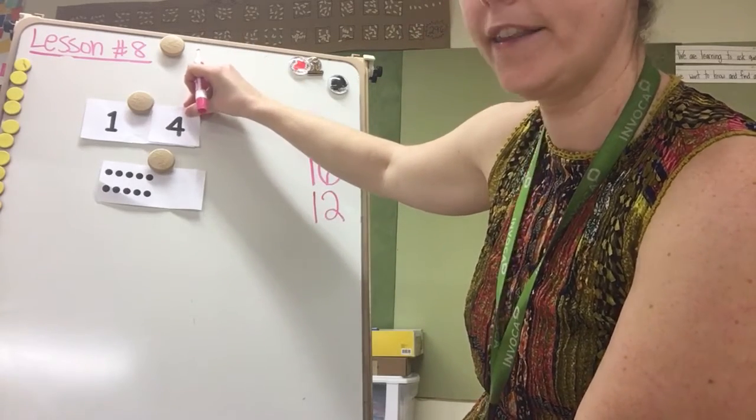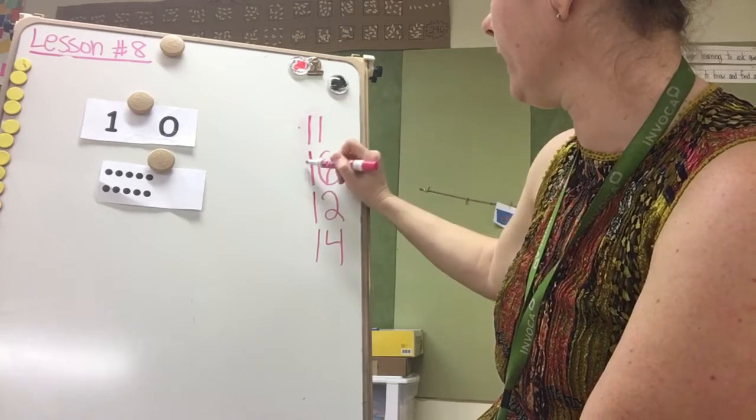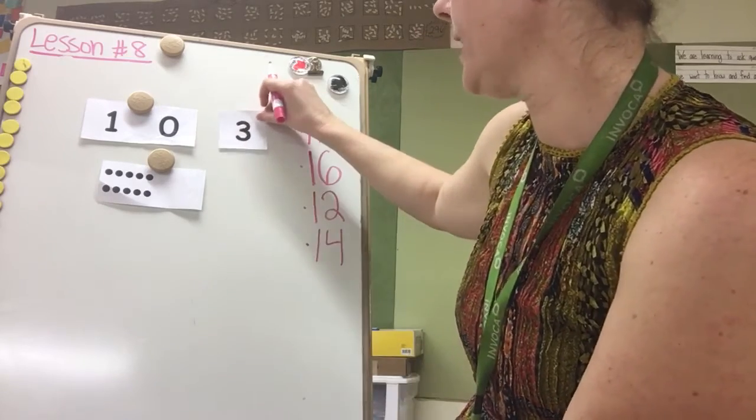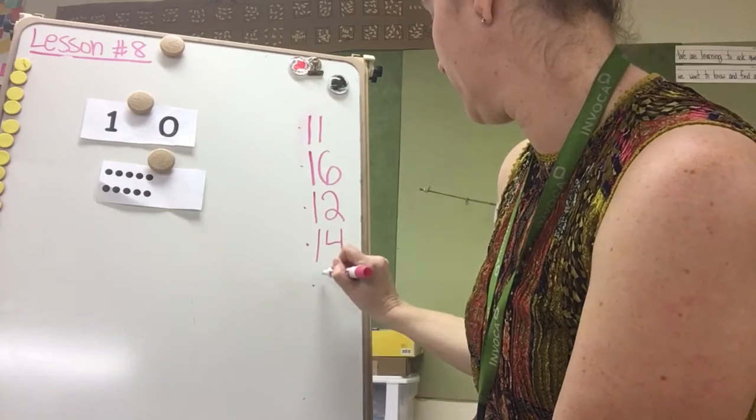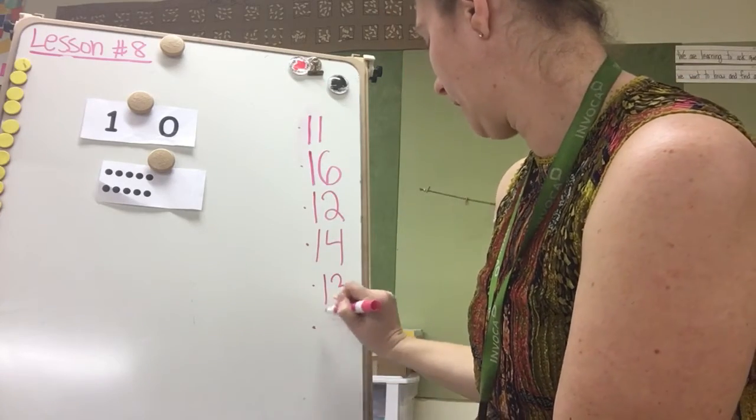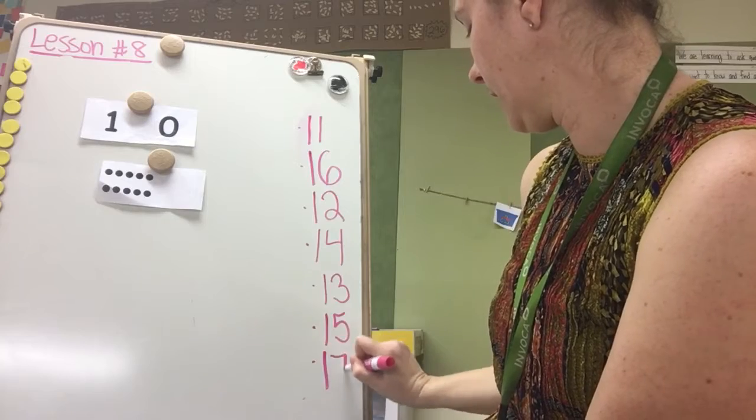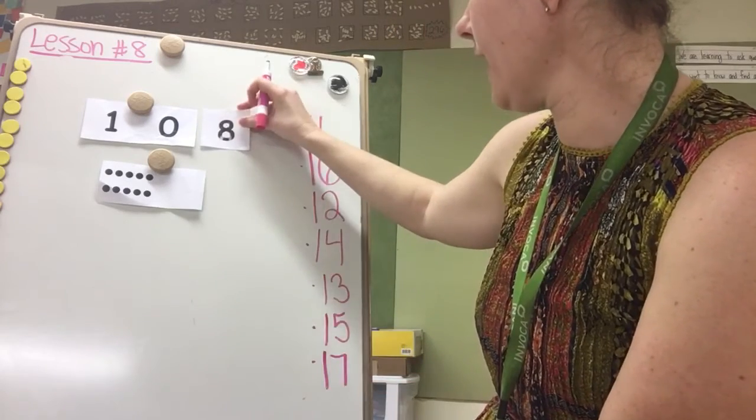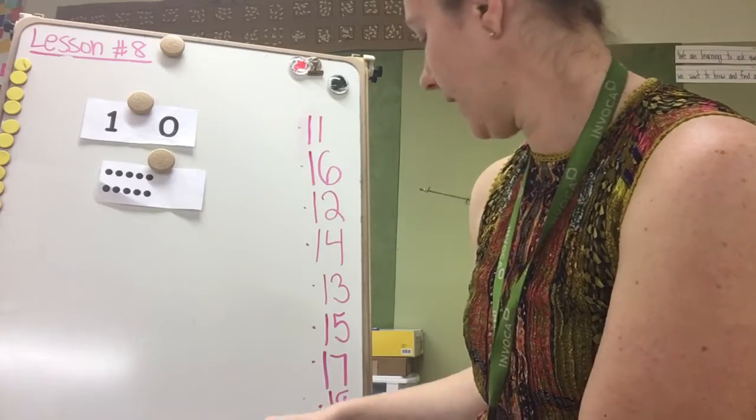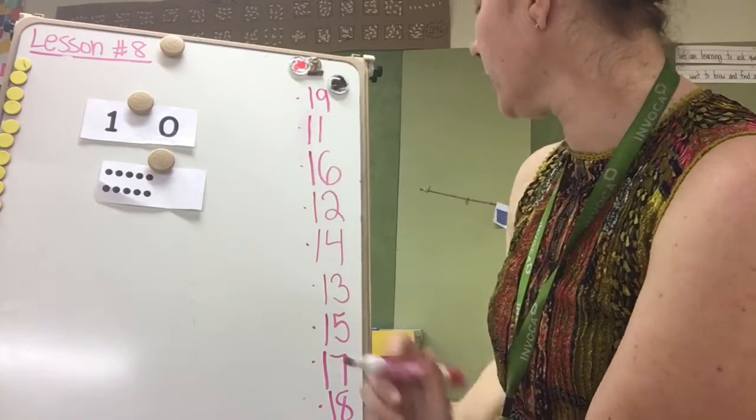10, 4, hide the 0, 14. 1, 4. So far you should have written down 11, 16, 12, 14. We're working on writing our teen numbers. 10, 3, 13. 10, 5, 15. 10, 7, 17. 10, 8, 18. And then the last one, 10, 9, hide the 0, 19.